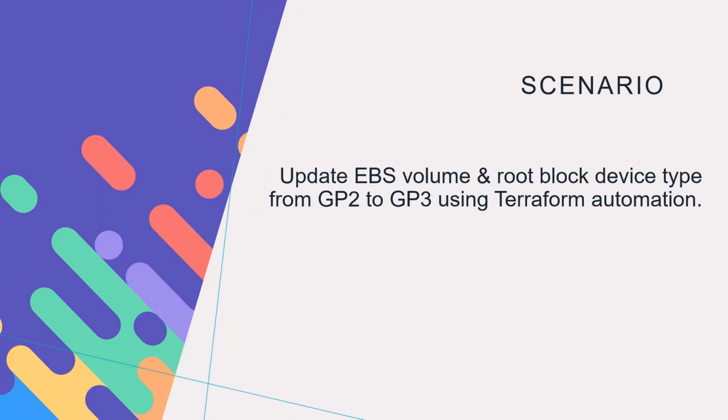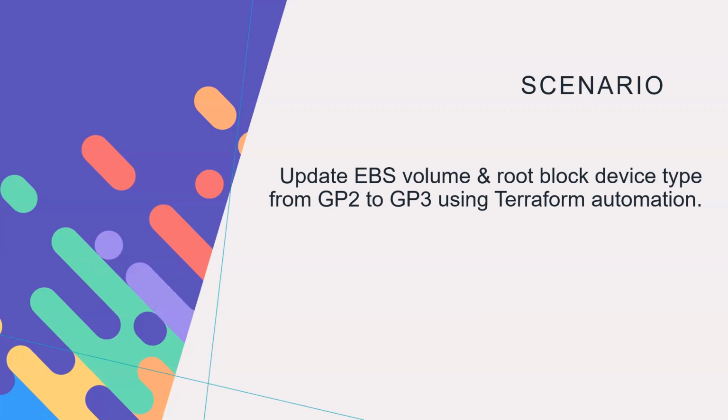So in this video, we'll see how to update EBS volume and root block device type from GP2 to GP3 using Terraform. This is the real-time use case where, suppose for example, you deploy a Kafka cluster or Cassandra cluster, and you want to update from GP2 to GP3, then you can make use of a Terraform script to update that from GP2 to GP3.